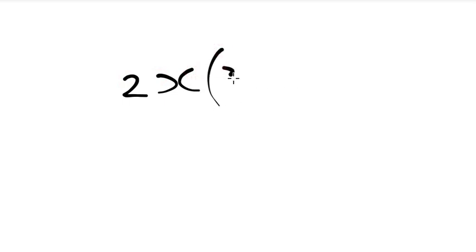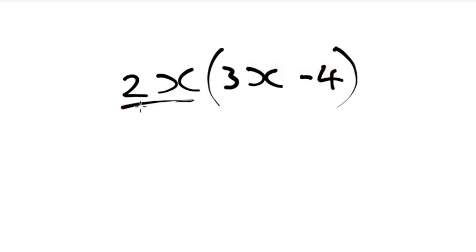Okay, the only reason I'm bringing that up is because we're going to look at multiplying out the brackets when we've got x outside the brackets as well. So let's say we have 2x, and then in brackets 3x minus 4. Okay, so the thing outside the brackets is the 2x.